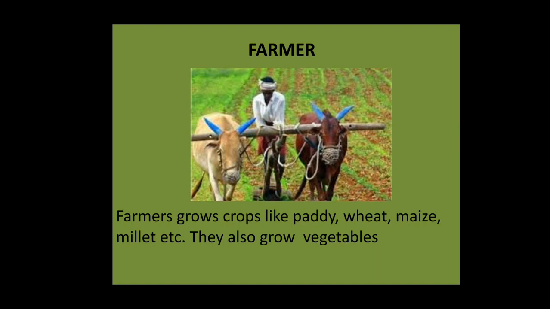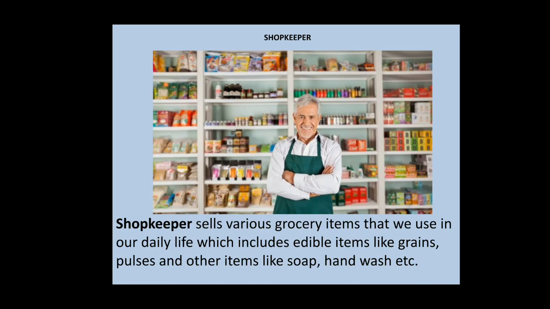Another occupation followed in our society is a farmer. Farmer works in the field and grows crops and vegetables that we consume every day. Another occupation followed in our society is shopkeepers. Shopkeeper sells various items, both edible, that is items that we eat like grains, pulses, etc., or non-edible items that we do not eat but are required in our daily life like soap, toothpaste, brush, etc.